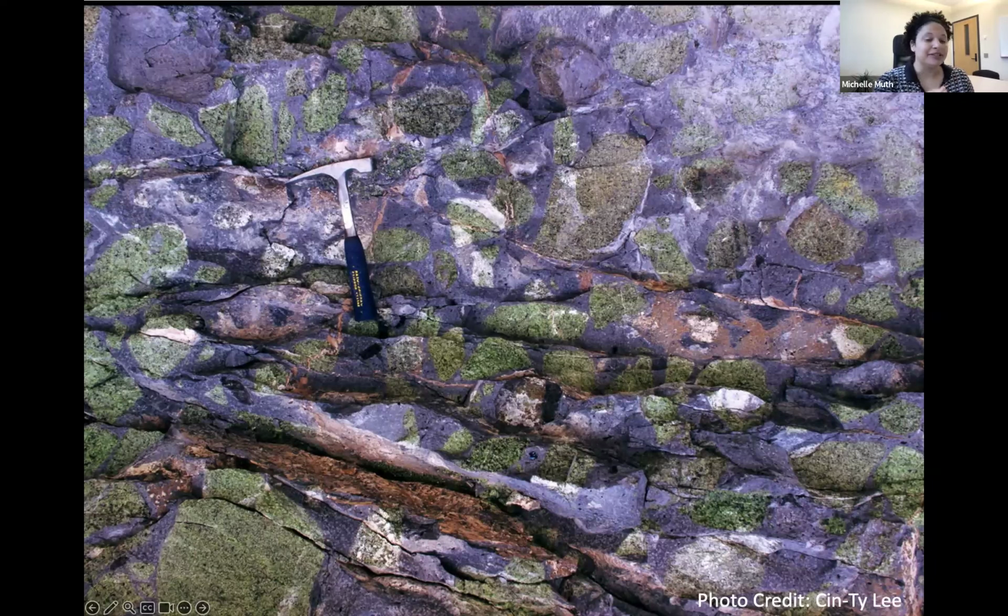So mantle xenoliths are chunks of the mantle that become entrained in volcanic eruptions. What I'm showing here is an outcrop of a lava flow in Hawaii that is just chock full of these green mantle xenoliths. So what you're seeing is the gray lava flow matrix, and then embedded in that lava flow are actually little chunks of Earth's mantle peridotite that were carried out into that lava flow during eruption.